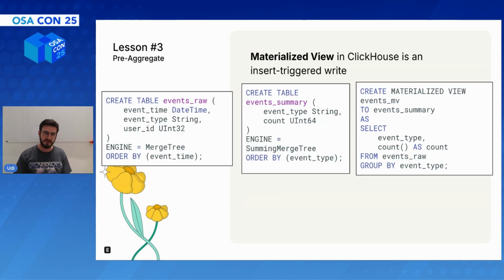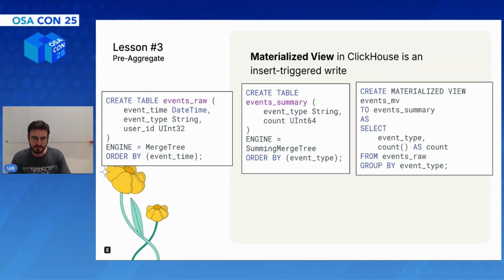So what happens when a new insert is done? When a new insert is done, this query defining the materialized view, a select event type, count as count from events raw group by event type, will be run on the new data, only the new data, the latest batch, and its result will be written to the aggregative table. Then the SummingMergeTree will come into action and merge everything, so that each event type has one final count, so we can very quickly get our summary of how many events there were for each event type.